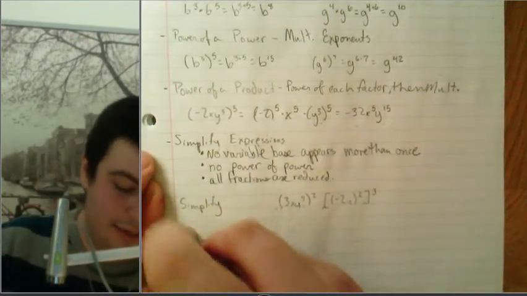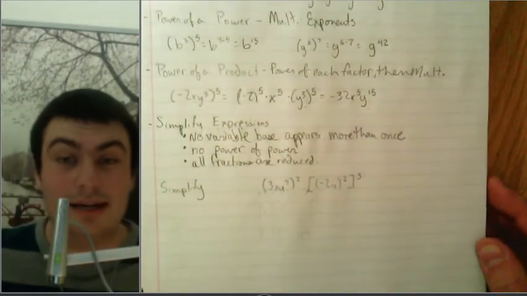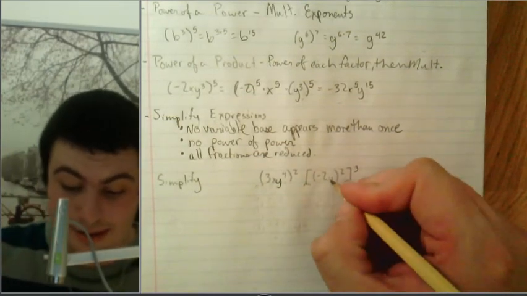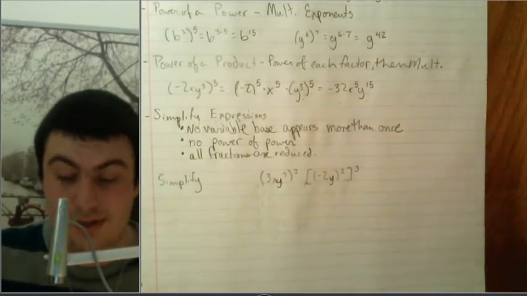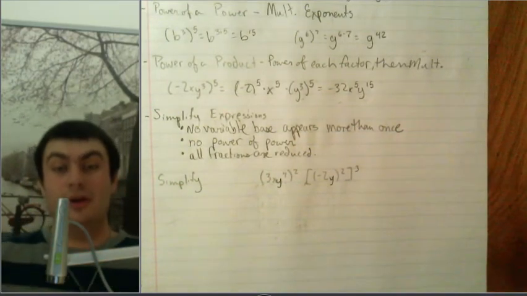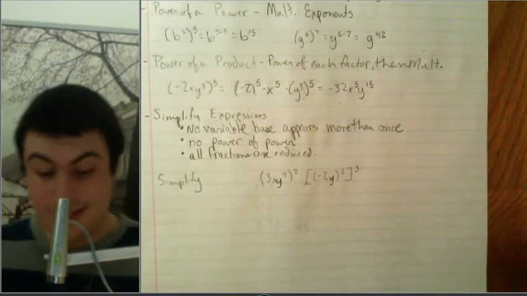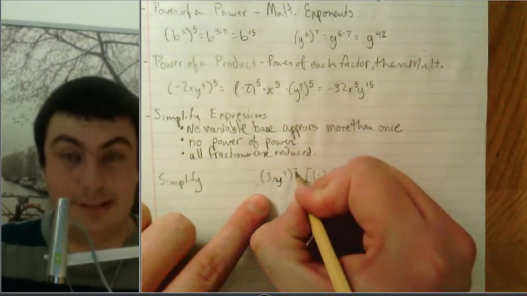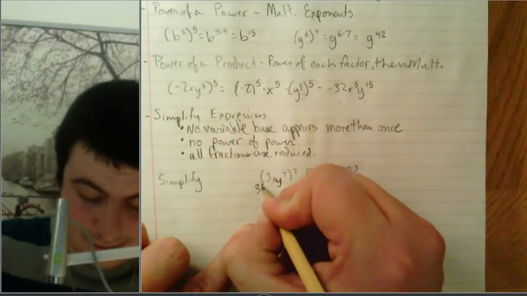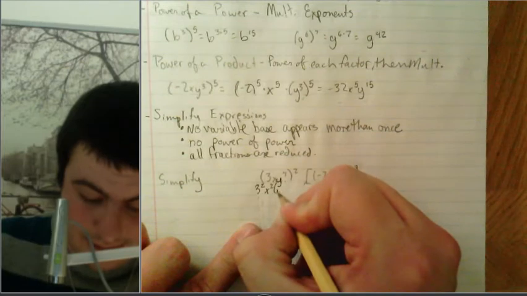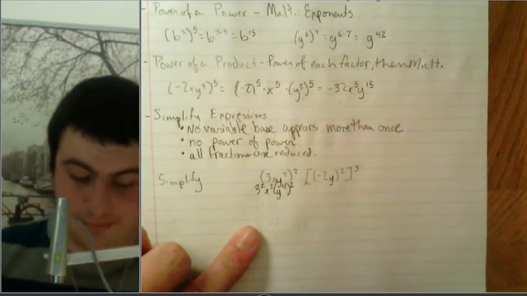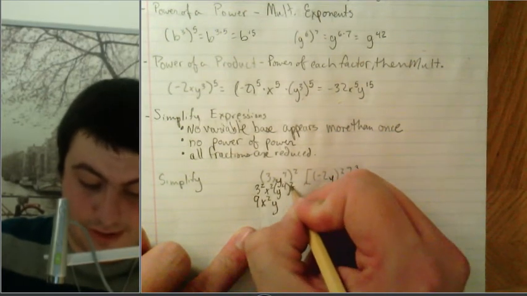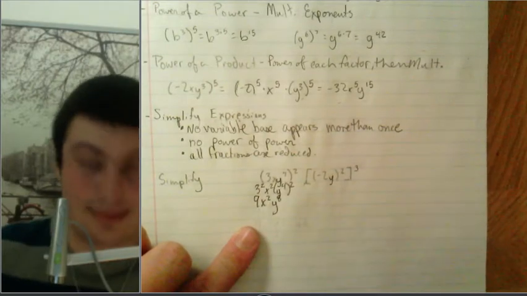Alright, so if we are asked to simplify the expression 3xy to the 4th squared times negative 2y squared cubed, we are going to get to work. You always are going to work outside in. So looking at this first term, I'm going to make sure that I do this power of a product first. So I'm going to say 3 squared times x squared times y to the 4th squared. So I'll have 9x squared, y to the 4th to the 2nd, that's 4 times 2, y to the 8th.